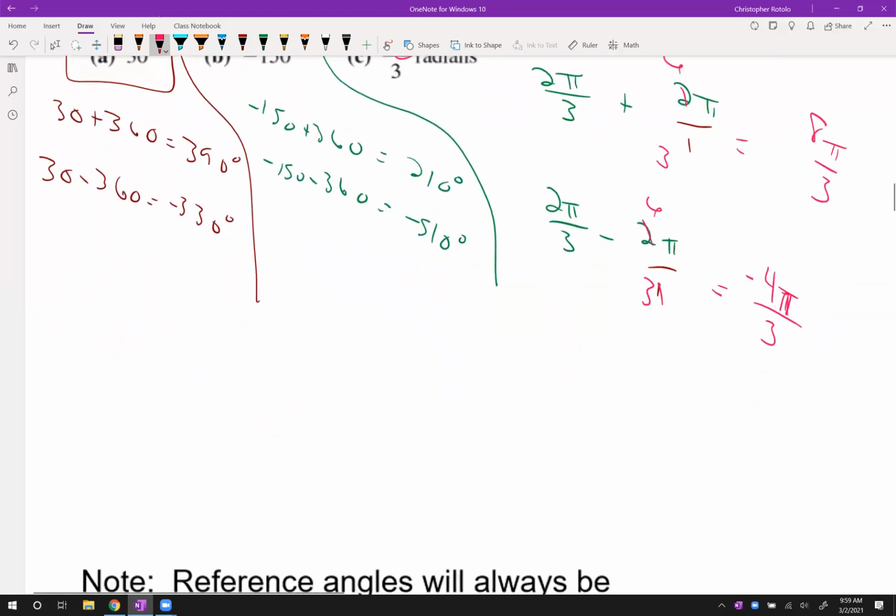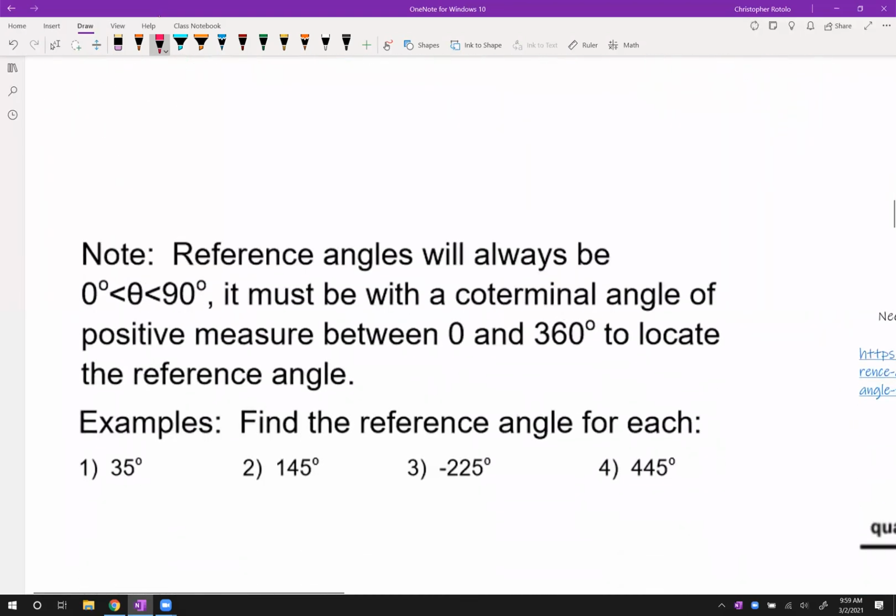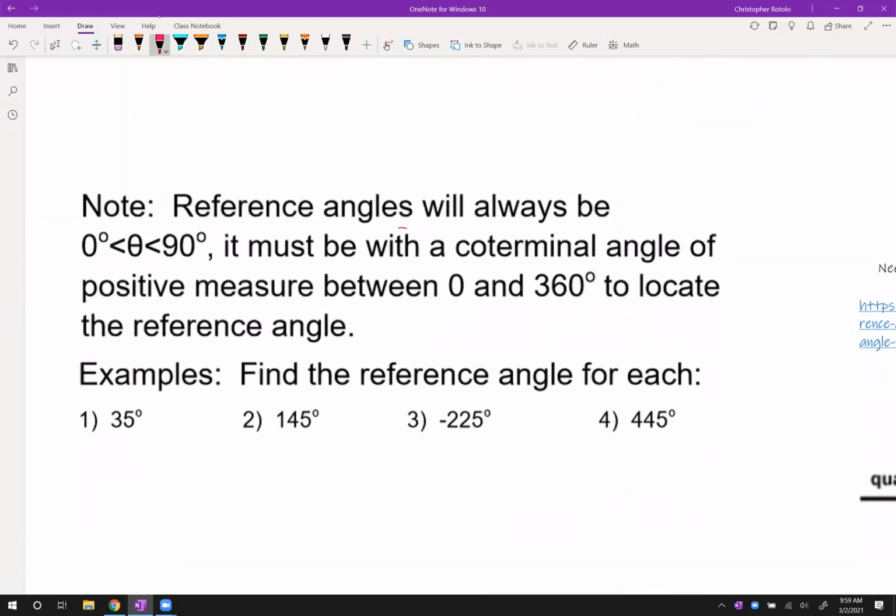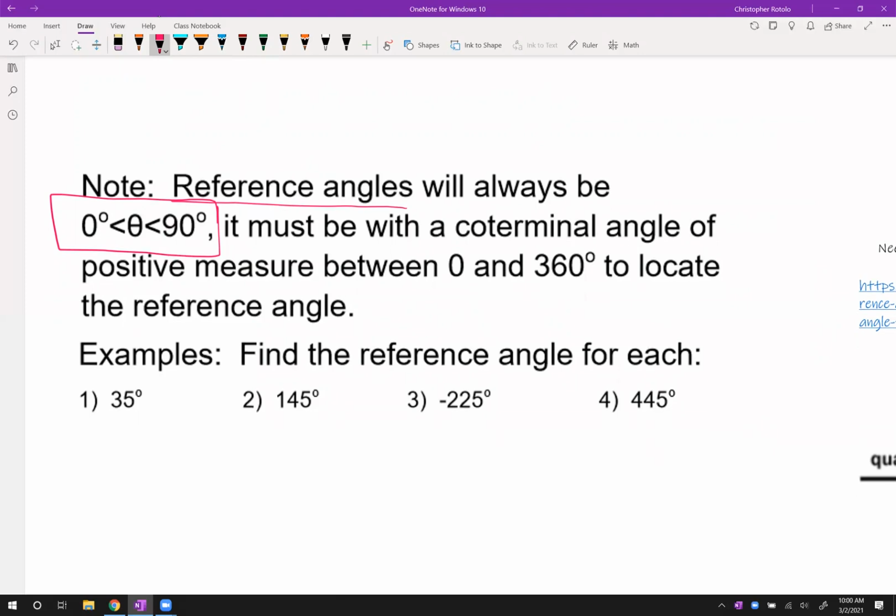All right, now the next thing we have to deal with, now that we understand where angles are, is a reference angle. Reference angles are always going to be between 0 and 90. So this is technically getting to the idea that we want to put everything within the first quadrant, but it might be in a different location. So we must start with a coterminal angle of a positive measure between 0 and 360 and locate the reference angle. So we're going to do the same thing we just did.